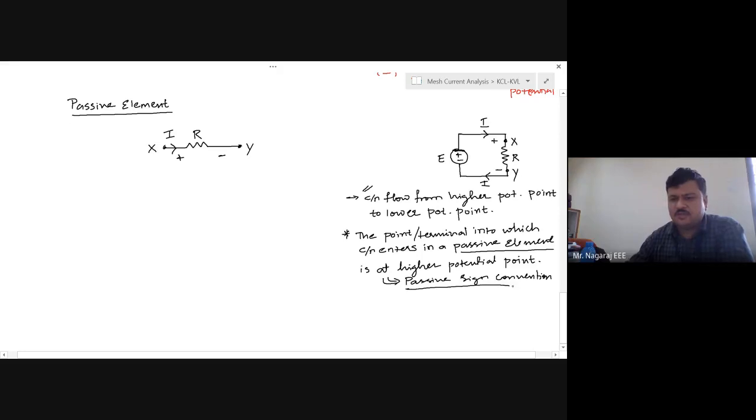What is active sign convention? Active sign convention is that the current leaves from the higher potential point. Passive sign convention is opposite to that: current enters the higher potential point. Okay. So in active element, the point where the current is leaving out is higher potential point. In passive element, the point where current is entering is higher potential point. This convention you should be remembering throughout.